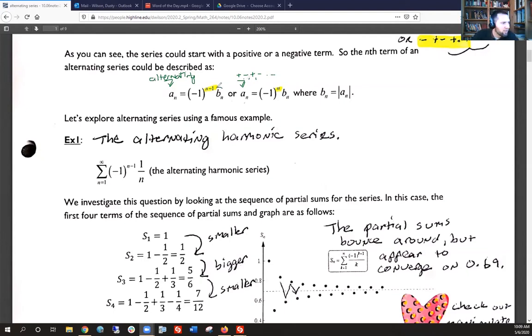I want to separate out the alternating bit from the non-alternating bit. So I'm going to create this BN term, and the BNs are always going to be positive, or maybe I should say non-negative. Then I can multiply them by -1 to whatever the power is to make them alternating. This is going to give us a little bit of vocabulary later on that will help us to distinguish between the alternating part and the non-alternating part. Questions about the difference between the A's and the B's?